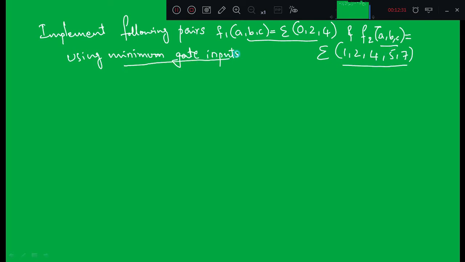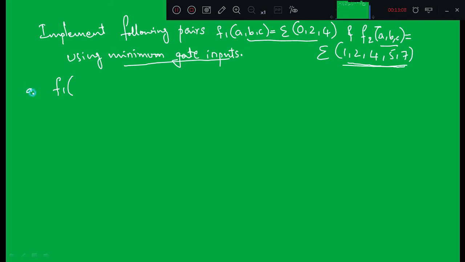Again the condition is the same. You have to use minimum gate inputs. For the first function, I need not convert the summation into pi, because it has only 3 minterms. So if I use an external gate, it requires only 3 inputs. But the second function needs to be converted into its pi equivalent, because here it has 5 minterms. If I use these minterms directly, then we need a 5 input gate. So instead of that, we will convert this summation into pi, and we will use only 3 inputs. Okay, so let us start.